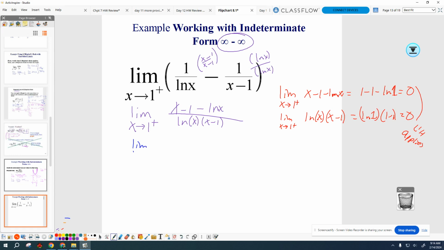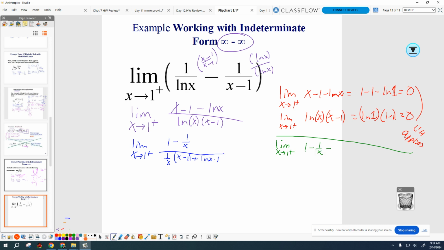Derivative of the top is 1 minus 1 over x. Derivative of the bottom. And plugging in 1, okay, I get another 0 divided by 0. So we need to pull them apart as we approach 1 from the right.